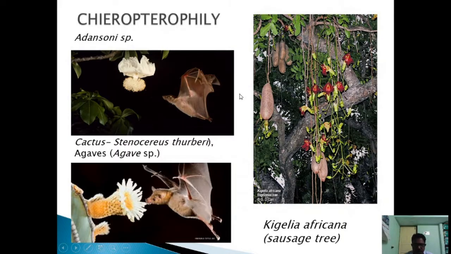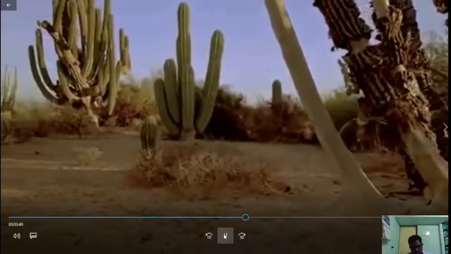The next type of pollination under biotic factors is chiropterophily, that is pollination by bats. Now, bats even pollinate. One good example is Kigelia africana, and another example is Adansonia species. They are also pollinated by bats. And many of the agave species and cactus species are pollinated by bats.